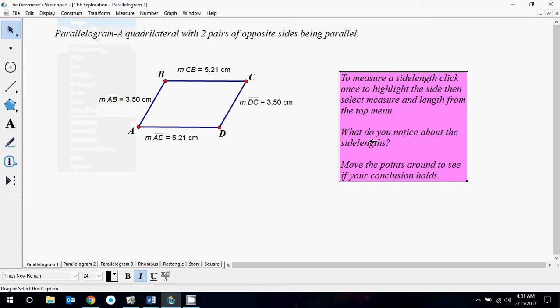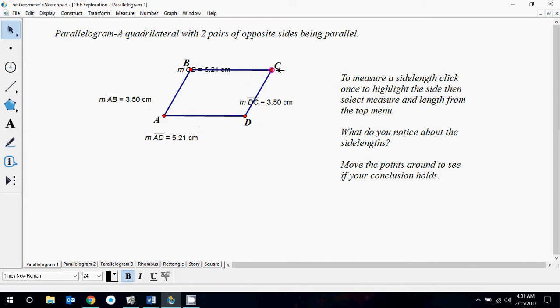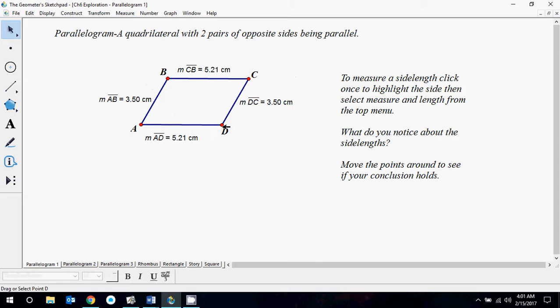Then I want you to tell me, what do you notice about the lengths? You should have a property or an idea. I would use a pencil for this because we'll review them once you've gone through the files. It also asks you to move the points around and see if your conjecture holds. So that's how you measure a side.